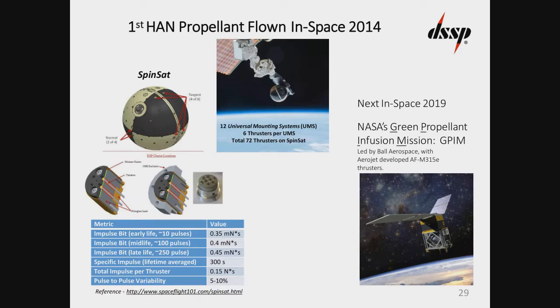We were able to fly the first electric solid thrusters in 2014 with a program we did with the Naval Research Laboratory. This was a solar wind experiment, SpinSat. We were able to put a number of thrusters on this satellite and run them. And so we were actually the first hand-based propellant in space. In 2019, NASA and the Air Force ran a mission led by Ball Aerospace and Aerojet, and they flew AFM 315 in space. So actually this slide is to let the world know that both solid and liquid hand-based propellants have now flown in space, which is a big step for eventual broader use.